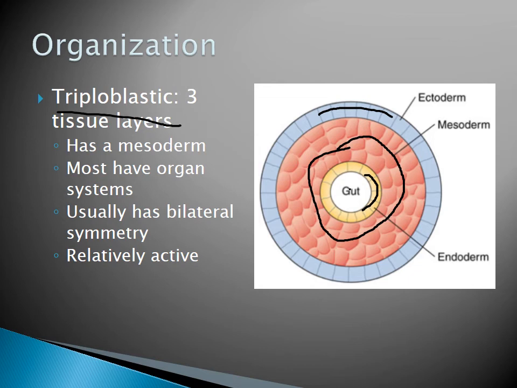By the time that mesoderm forms, remember what gets formed from mesoderm are things like blood and kidneys and liver. And so when that mesoderm's present, there's typically body organs that go along with it.